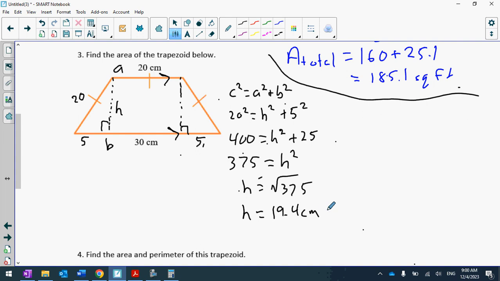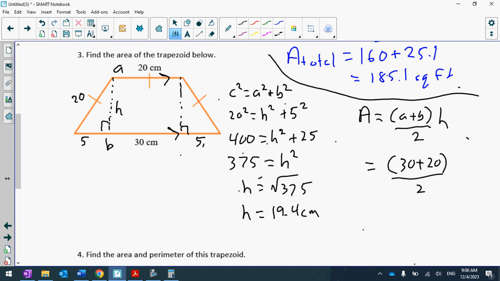We're then ready to use the formula for the area of a trapezoid, which is a plus b divided by 2 times the height, and we know everything we need to know now. 30 plus 20, doesn't matter which one's which, divided by 2 times 19.4. Now 30 plus 20 is 50. 50 divided by 2 is 25. So the answer is going to be 25 times 19.4, which is 485 centimeters squared. And it's approximately that because our height was rounded.